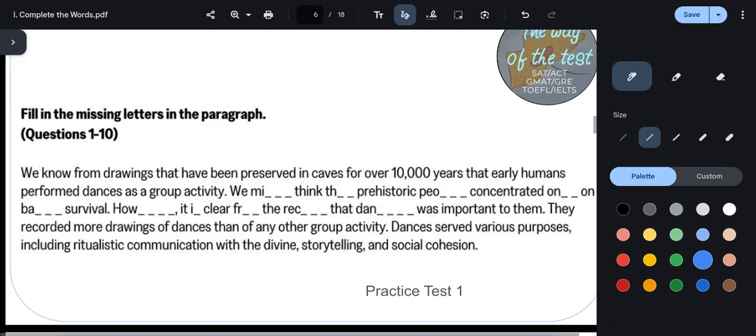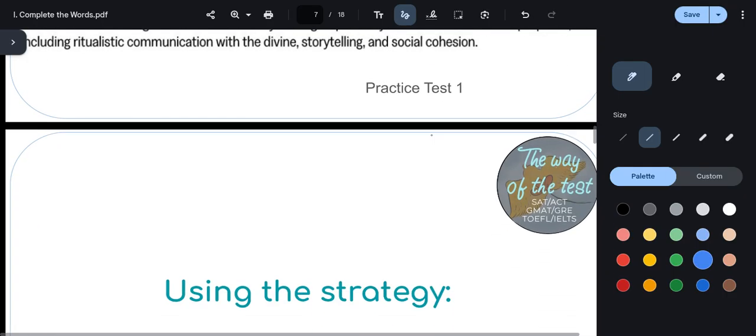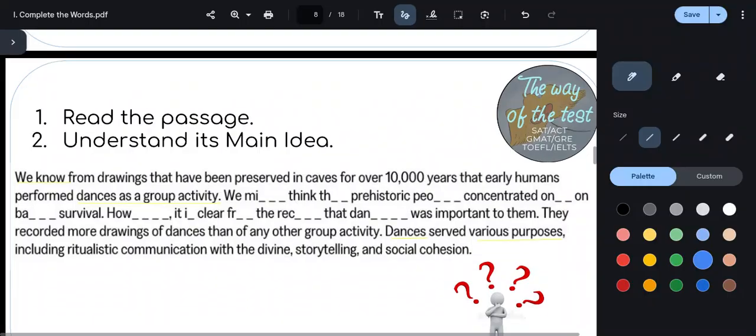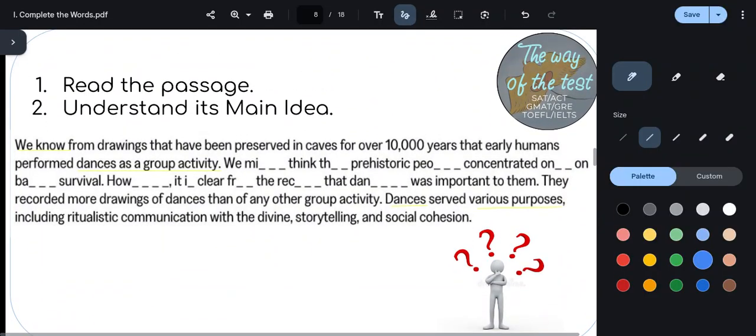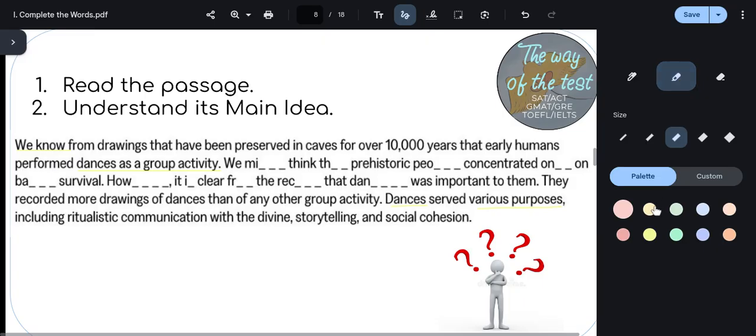Okay, so we're gonna use the strategy to solve this question. So again, using the strategy, this is the passage. We're gonna read the passage and we're gonna get the main idea. How can we get to the main idea? Remember, this is not a main idea question, so we don't even have to put it into words. We just have to understand what it's all about. So we're going to focus on certain keywords.